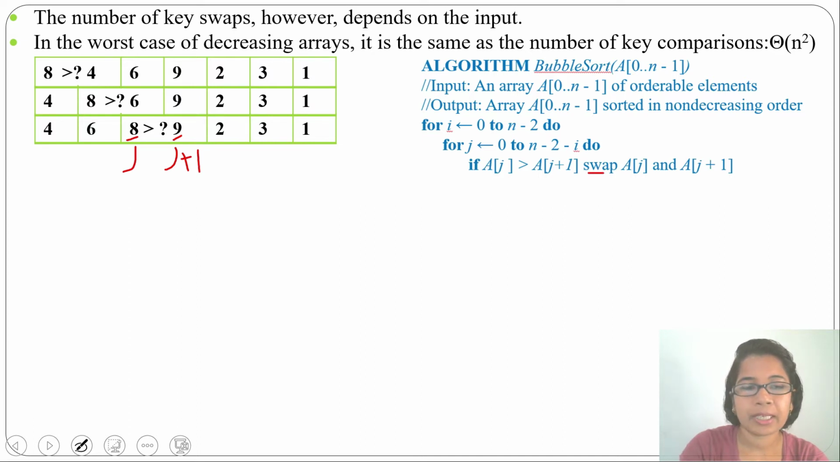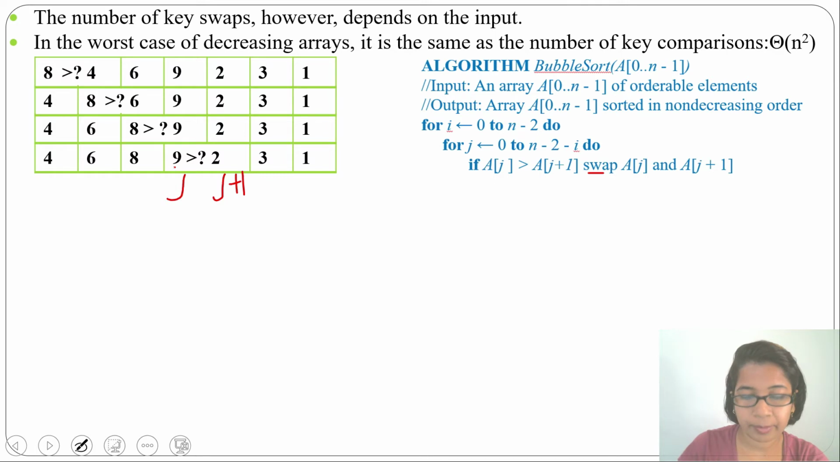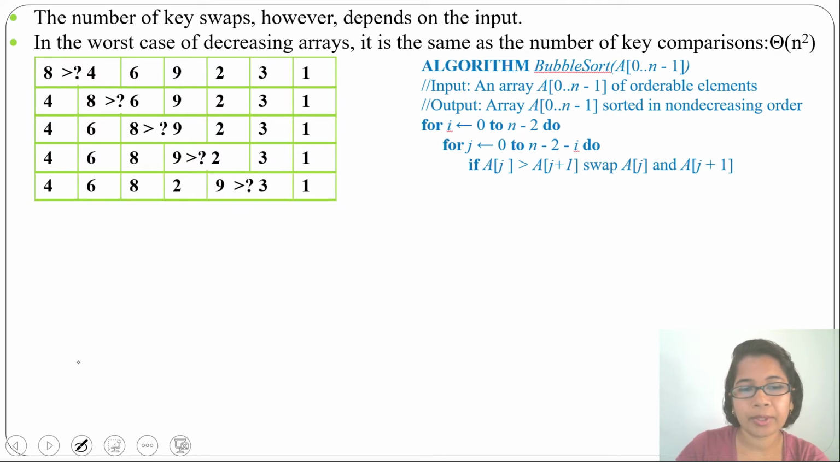We'll just keep going, j value will increase. Now j value will be here and j plus 1 will be here. Again we'll compare if a of j greater than a of j plus 1. Is 9 greater than 2? Yes, so these two elements will swap, and after swapping we got this.